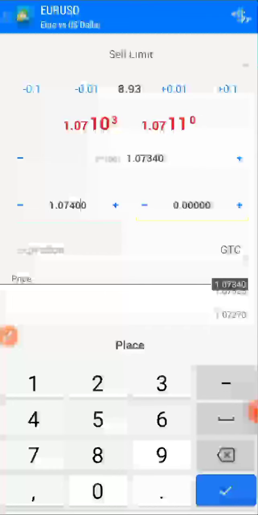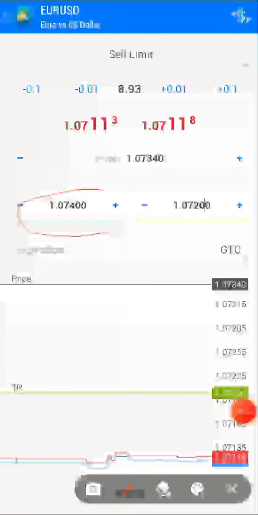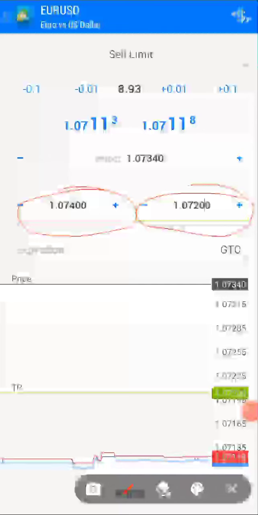1.0740, for instance. And then we have a take profit of, let's say, which number do we use now? I'm just guessing. 1.0720. So we have placed our stop loss. Remember, whatever you're putting here is the stop loss, and whatever you're putting here is the take profit.